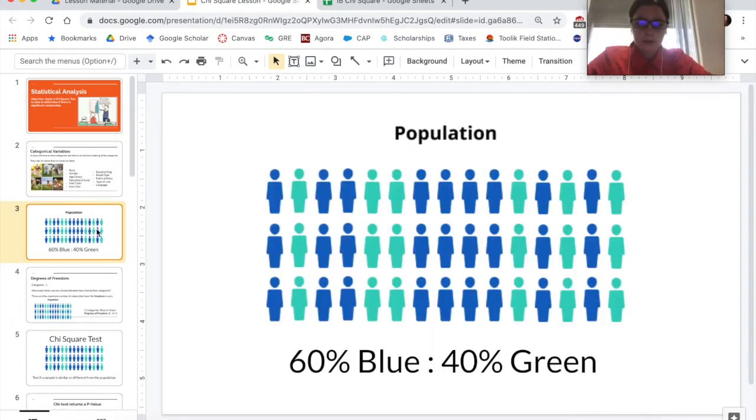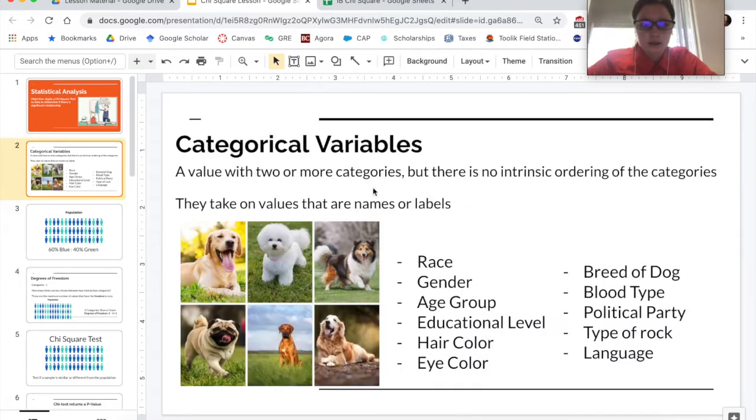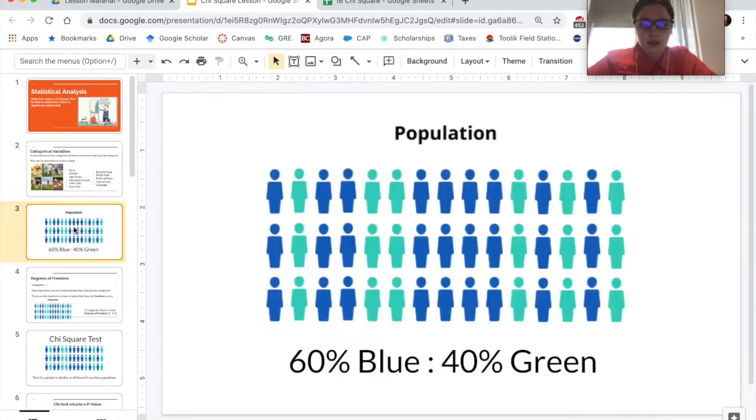In our example, say we have a population, and we're going to have two categorical values, blue or green. This is categorical because it's two or more categories, but there is no intrinsic ordering of categories. And say we already know that this population is 60% blue and 40% green.